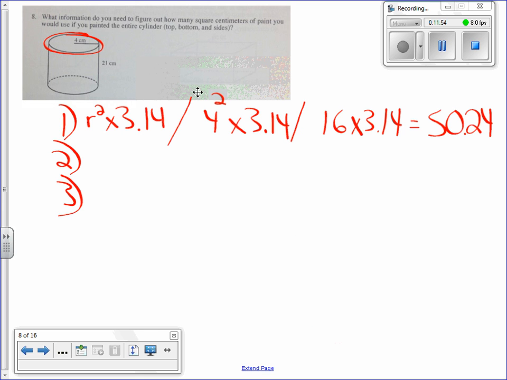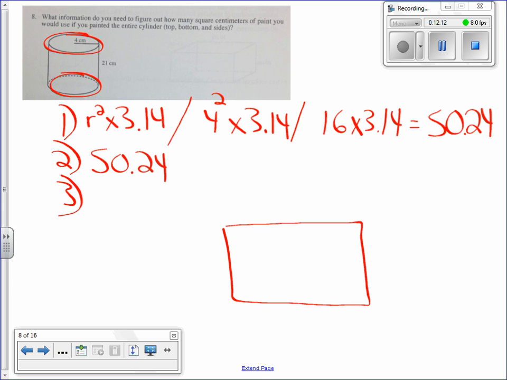It's a lot of work there. I just kind of worked everything out. If the top is 50 and 24 hundredths, the bottom is 50 and 24 hundredths. Now, this shape that wraps around a cylinder is a rectangle. If the height is 21, this has to be 21. Now, to find this length right here, you have to find the circumference because that's what is wrapped around. So that is D, which is diameter. So 4 is the radius, 8 is my diameter, times 3.14.